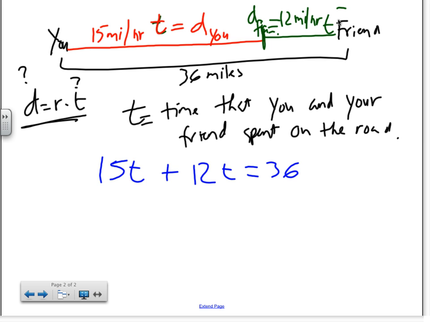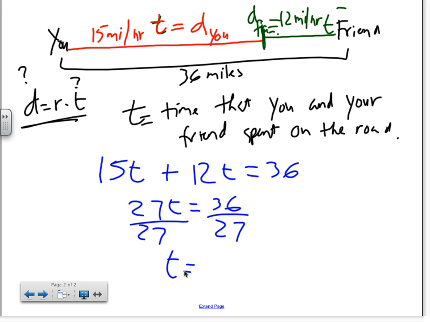And as you can see, what's 15t plus 12t? 27t equals 36. If we divide by 27 on both sides, t is what? 1.3. Can we write it like this? 1 and 1/3. Yeah. What's the unit of time in this case? Hours, right? Or if we want to convert that, we can write it as 4/3 of an hour, right? Is that true? 1 and 1/3 is 4/3. True? But did we answer the actual question? No, the question asks, how far did you go?